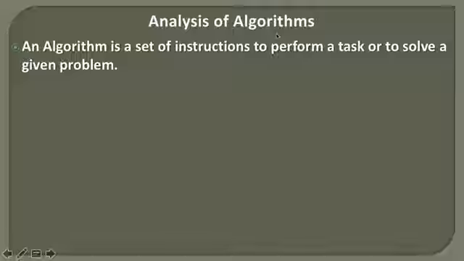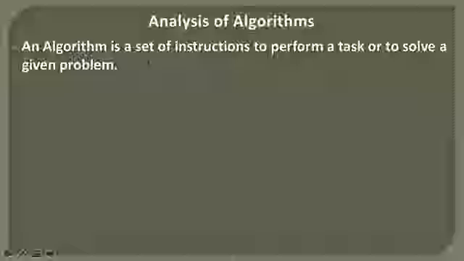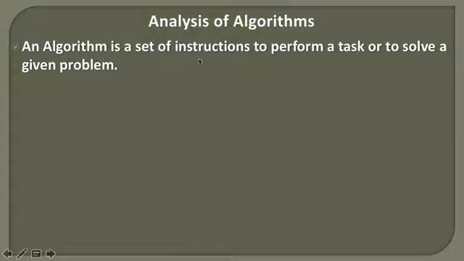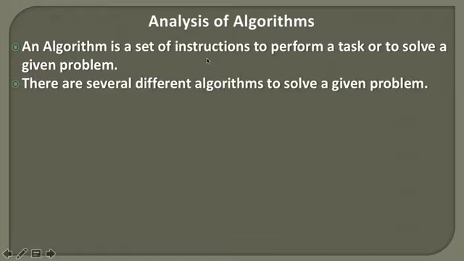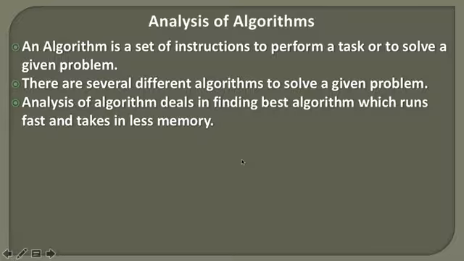Before that, we saw in our previous section that an algorithm is a set of instructions which we use to perform a task or to solve a given problem. So when we talk about analysis of algorithms, this set of instructions is very important. And why are they important? Because in order to solve a given problem, there can be several different algorithms. So our analysis mostly deals with finding the best algorithm, which runs fast and takes less memory.